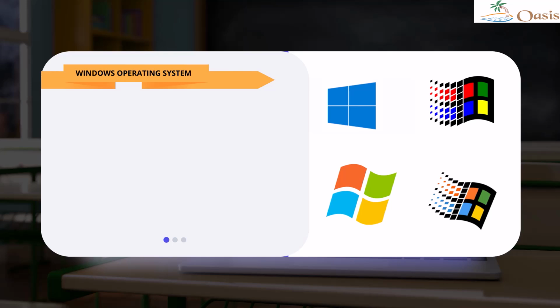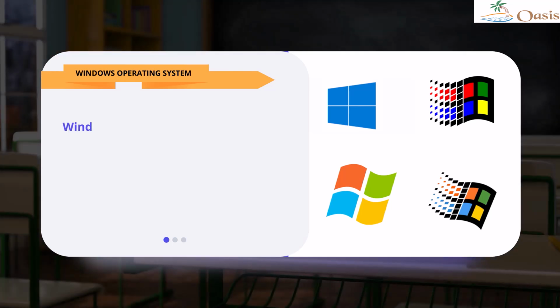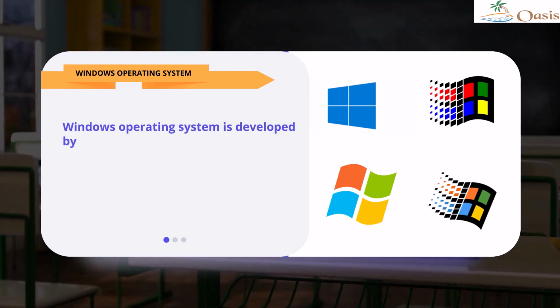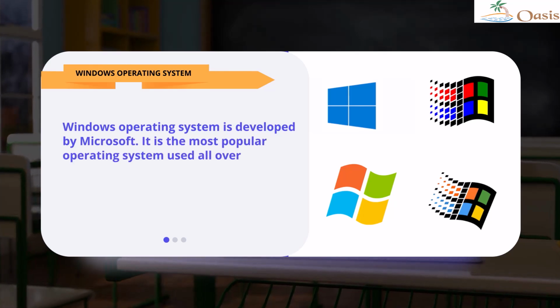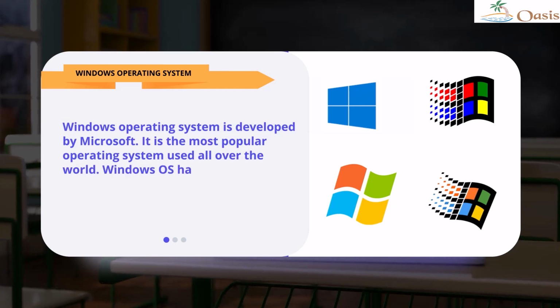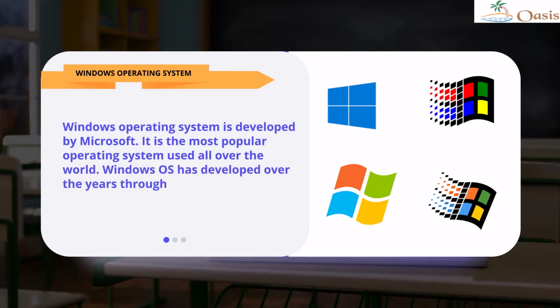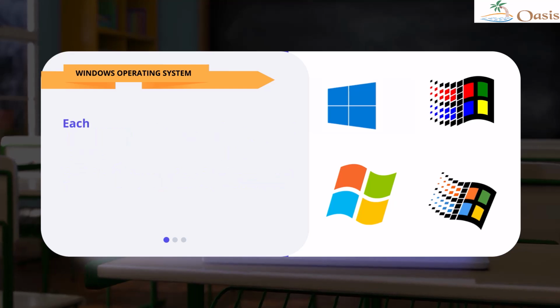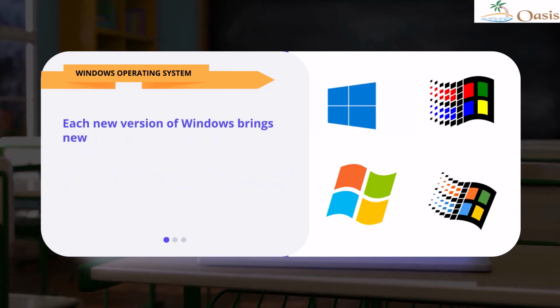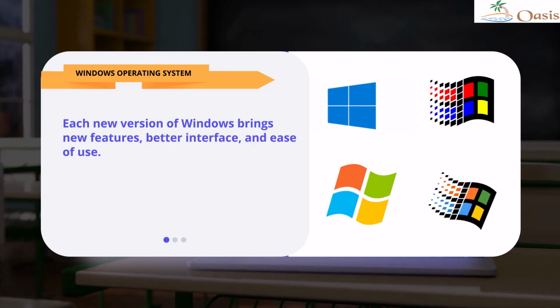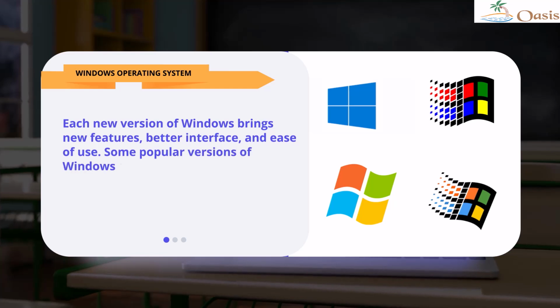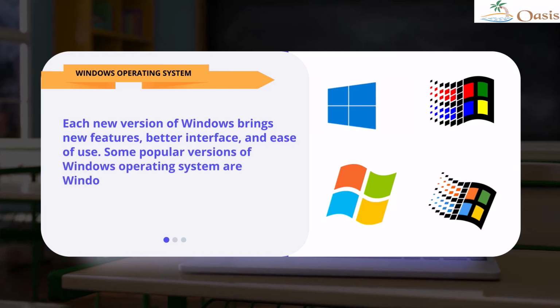Windows operating system. Windows operating system is developed by Microsoft. It is the most popular operating system used all over the world. Windows OS has developed over the years through a series of versions. Each new version of Windows brings new features, better interface, and ease of use. Some popular versions of Windows operating system are Windows 95, Windows XP, Windows 7, and Windows 10.